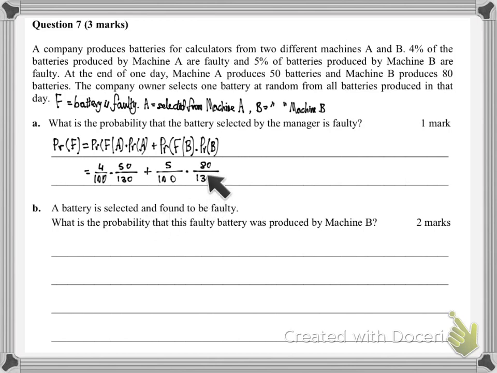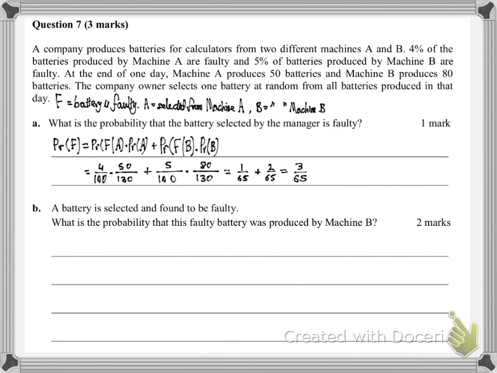Okay, and selecting from B is 80 out of 130. Simplify these fractions. 50 divides into 100 twice, 2 into 4 goes 2, and 2 divided into 130 is 65. So we get 1 on 65 and 2 on 65. Add them together, 3 on 65. So that's now the probability of F, faulty.